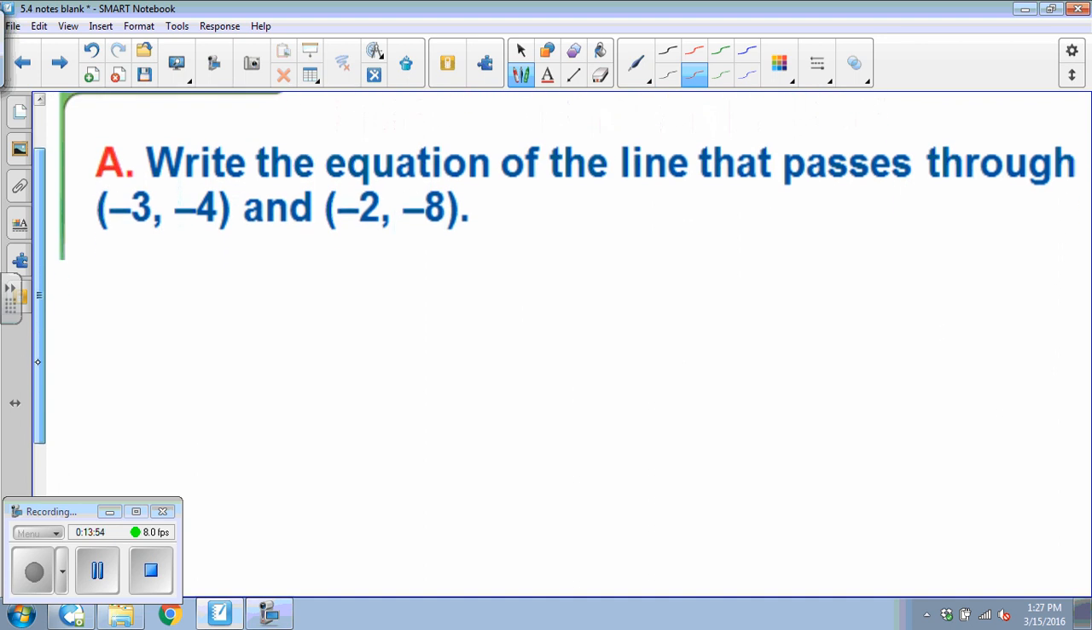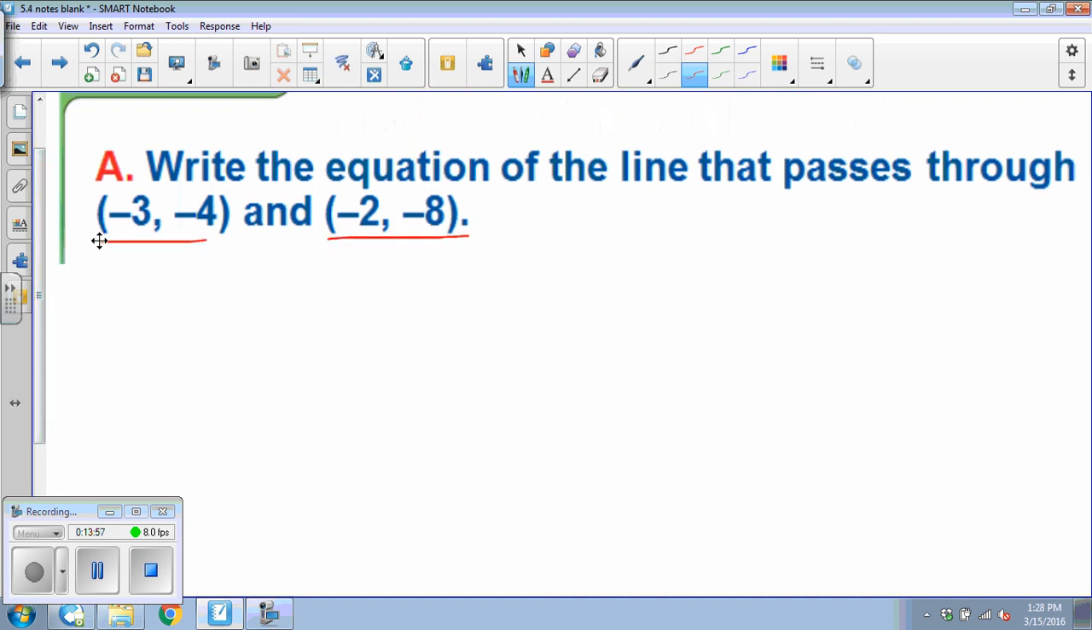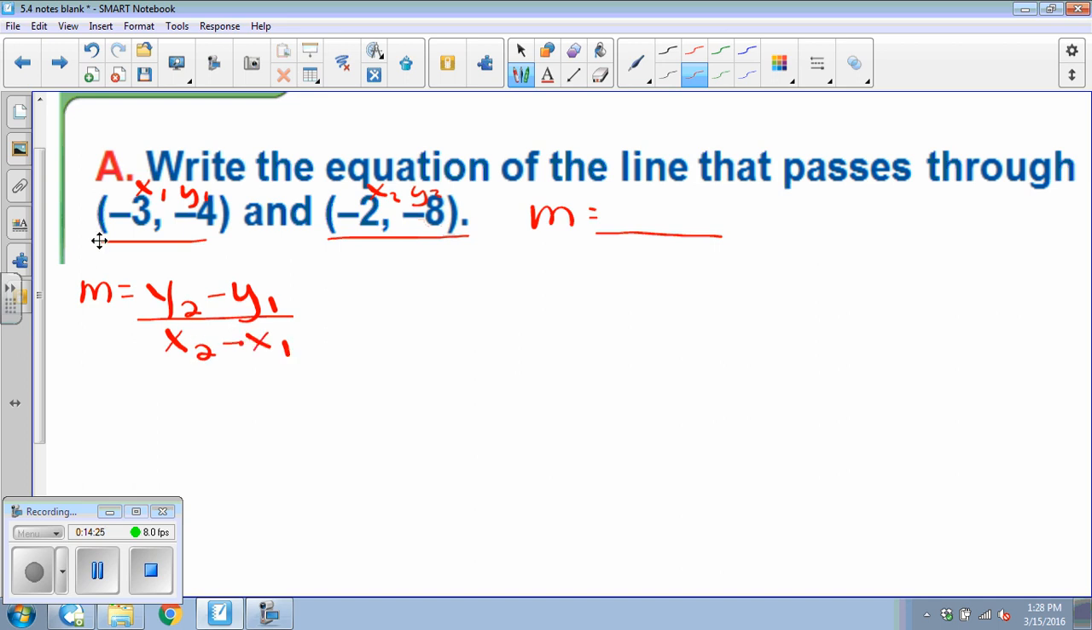Okay? So here, both of these points are on that line. It says write the equation of the line that passes through both of these points. So we need to find the slope. So this is x1, y1, x2, y2. So what we're missing is what the slope is. Okay? So m equals y2 minus y1 over x2 minus x1. So it's something minus something over something minus something.